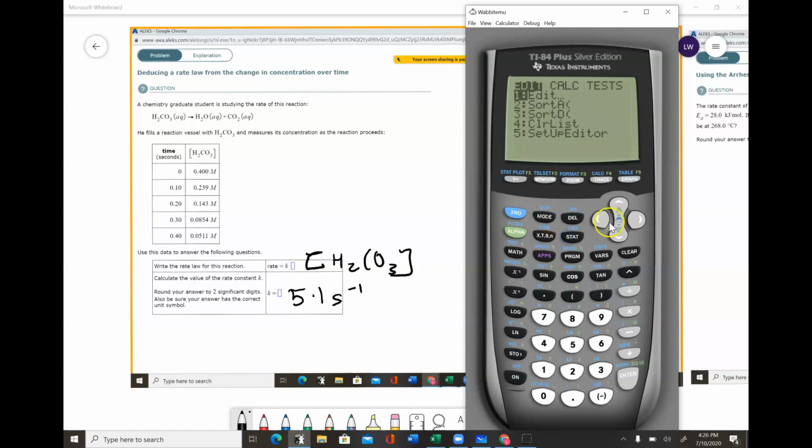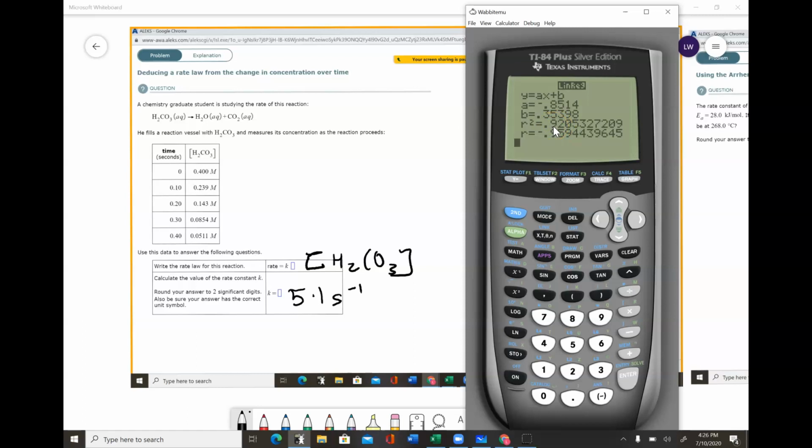If I go over to calculate, number 4, I can check zero order. List 1 is still time. My y's this time should be list 2, where I had my concentrations. Then I calculate, and again you'll see that my r squared is a long way from 1. So I know that it's not zero order.